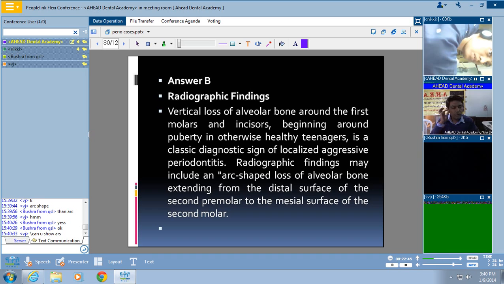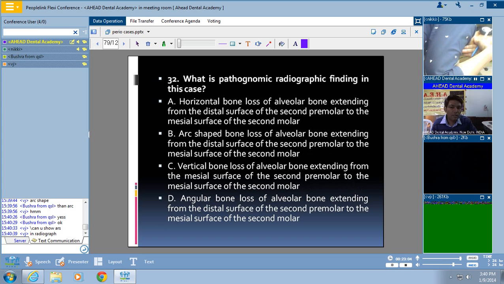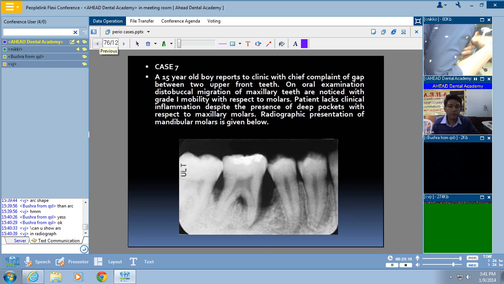Vertical loss of alveolar bone around the first molar and incisors beginning around puberty in otherwise healthy teenagers is a classical diagnostic sign of localized aggressive periodontitis. Radiographic findings may include an arc-shaped loss of alveolar bone extending from the distal surface of the second premolar to the mesial surface of the second molar. So now what they're trying to say is that B is the answer, but it is a vertical or an angular loss. If you again go back to the radiograph, this arc is evident as a radiographic feature.